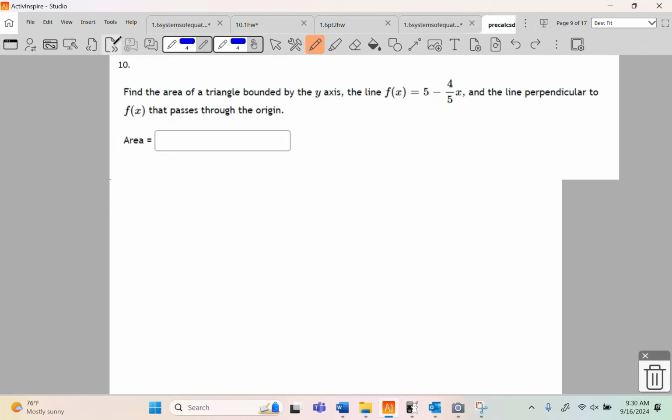This will probably be where I stop because I think second period's about over. Find the area of a triangle bounded by the y-axis, the line f of x is 5 minus 4/5 of x, and the line perpendicular that passes through the origin. So this one isn't a whole lot of fun. Most of you probably won't even draw it.